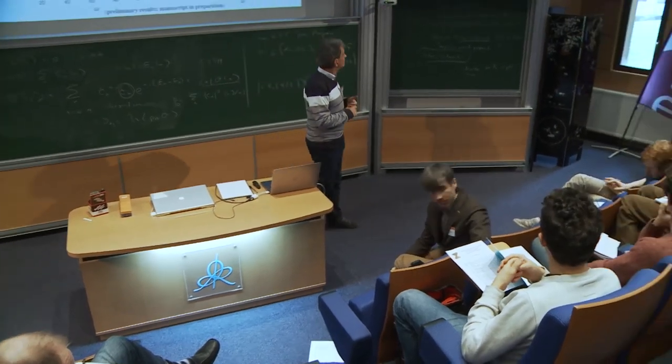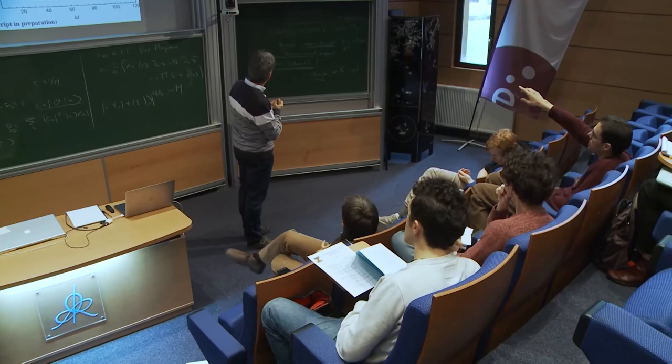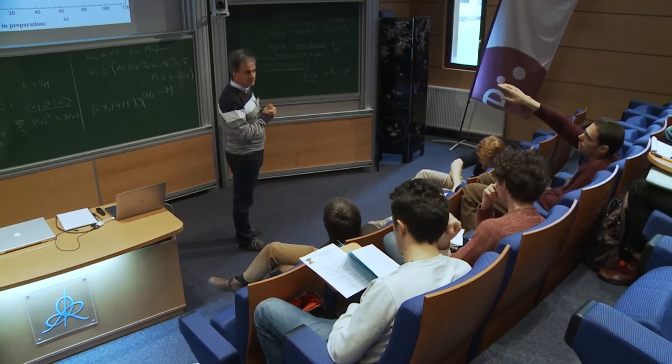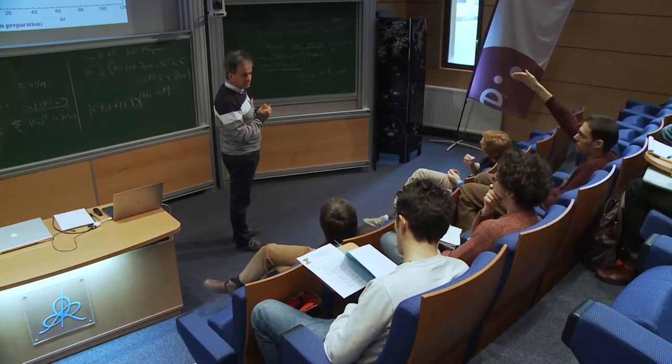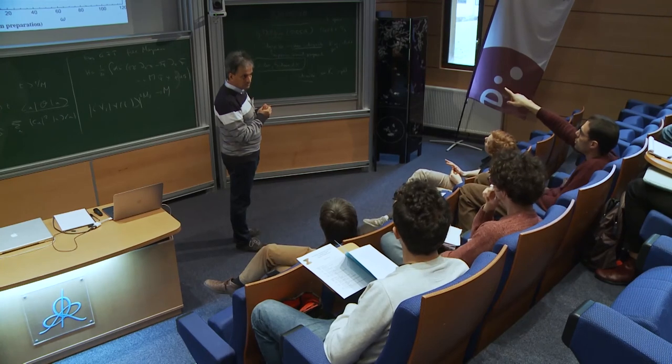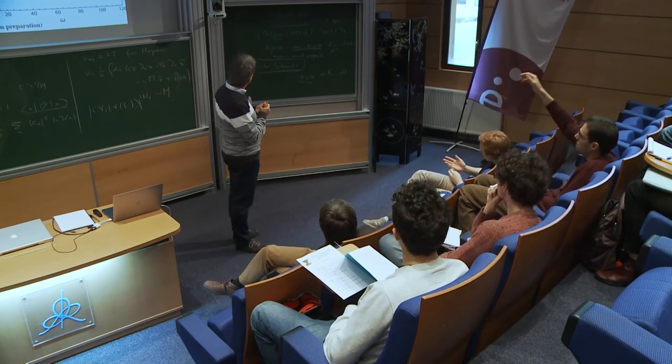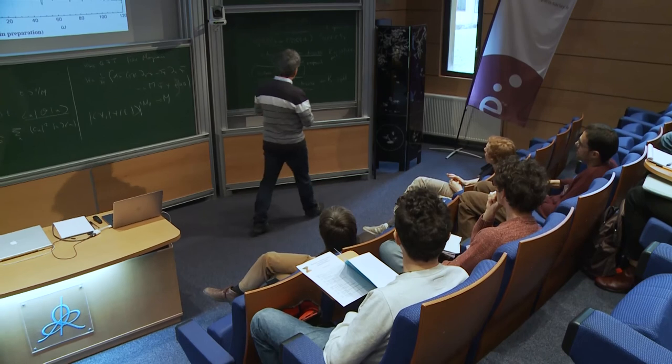I didn't understand very well this part about the structure of the initial state. So for example, in this case where you quench to a final Hamiltonian which is not integrable, do you still claim that it has this structure? No, I don't claim.